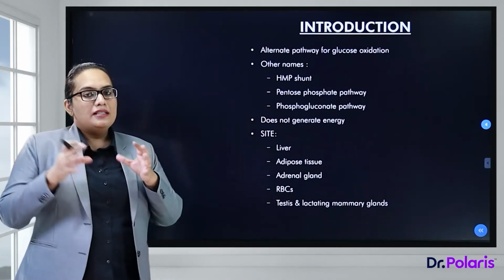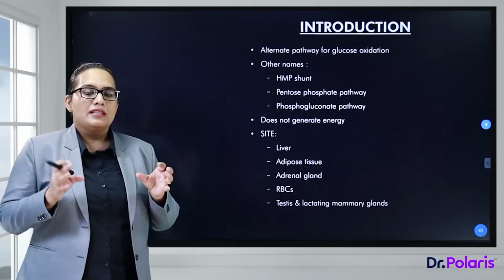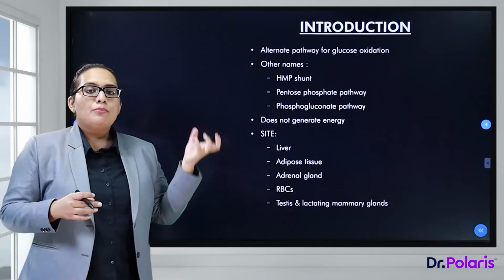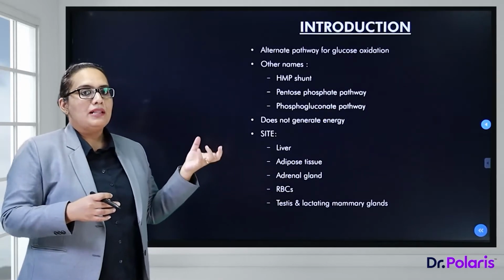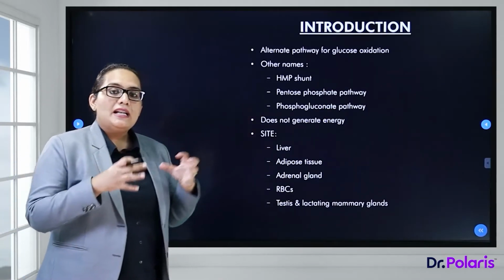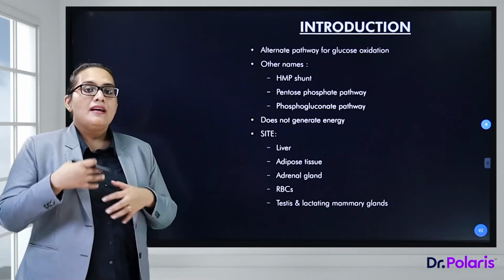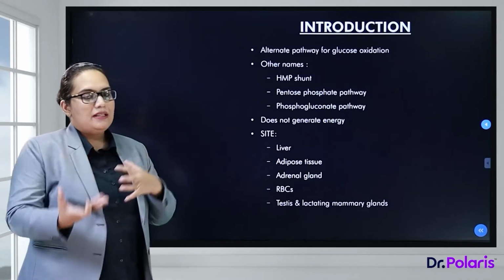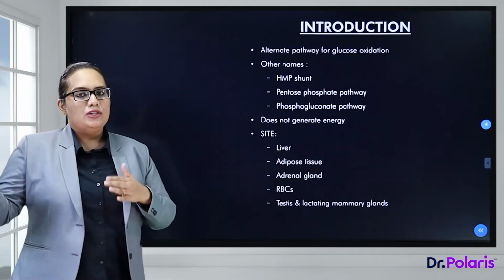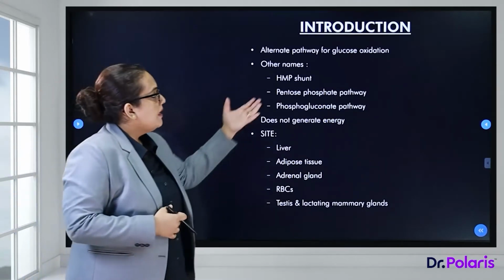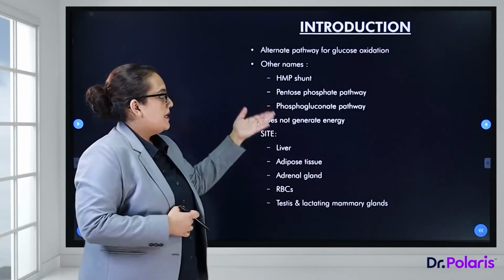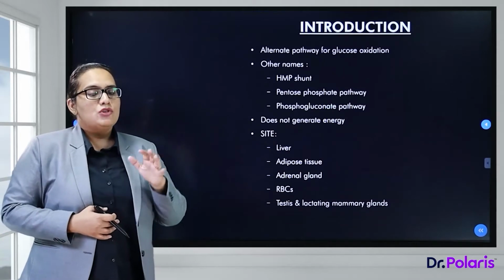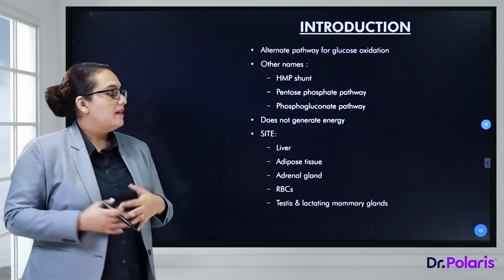So, shunt, the literal meaning of the word shunt is nothing but a passage which allows movement. So, whatever intermediates or whatever products are formed at the end of the pathway, some of those products are channelized into glycolysis so that they can regenerate and form glucose 6-phosphate, and which can be either reutilized or it can go into energy production. Other than that, there are other two names, that is pentose phosphate and phosphogluconate. These two terms are basically based on the intermediates formed in the pathway.